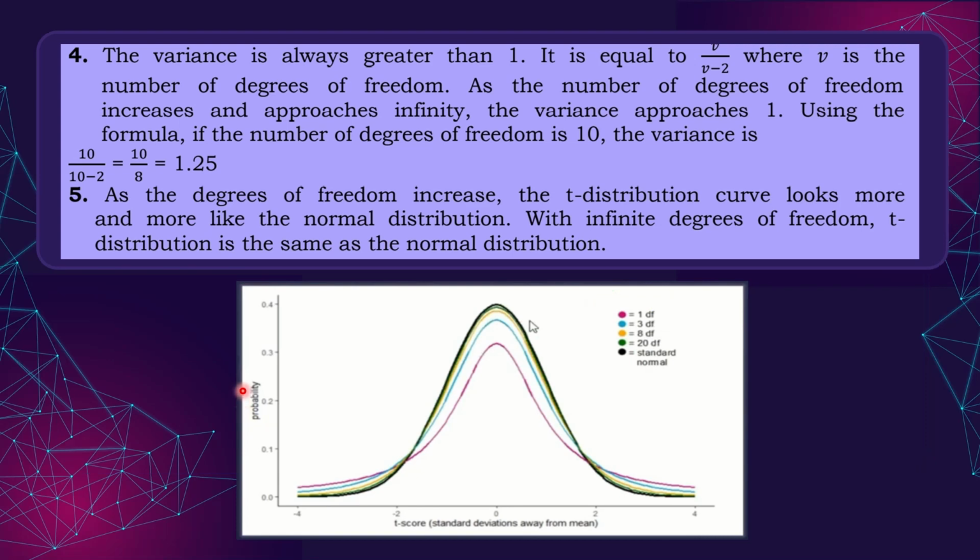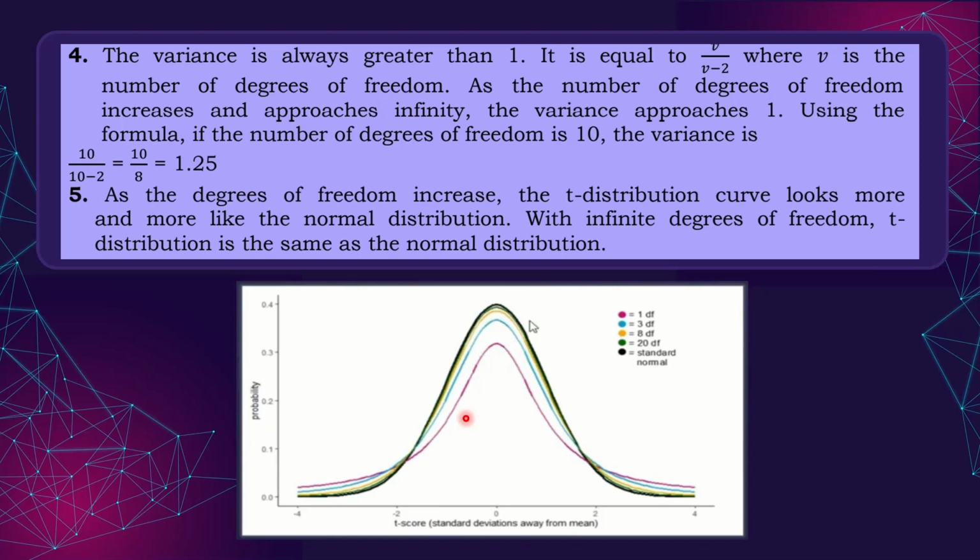Next. Ayan. So number 4, the variance is always greater than 1. So yung variance natin is always greater than 1. Lagi pong mas mataas siya sa 1. It's not equal to 1. It's not less than 1, but greater than 1. So it is equal to V divided by V minus 2, where V is the number of degrees of freedom. As the number of degrees of freedom increases and approaches infinity, the variance approaches 1.